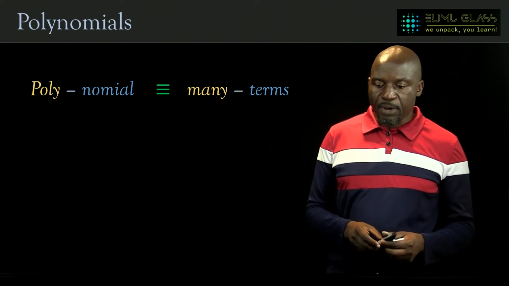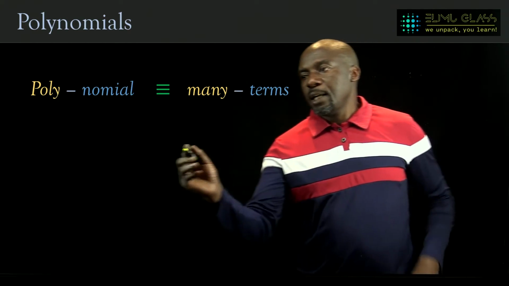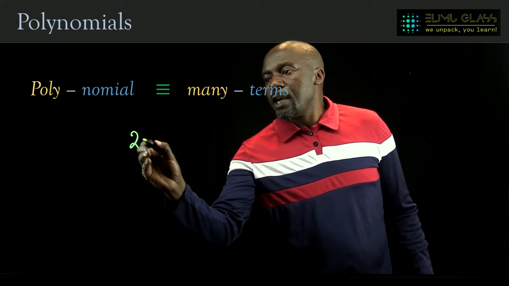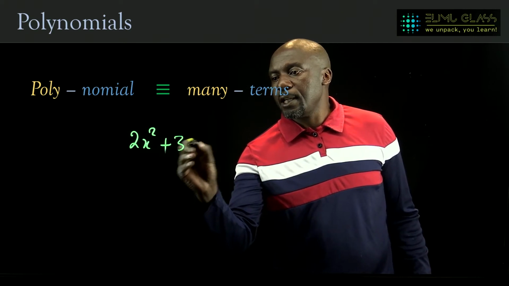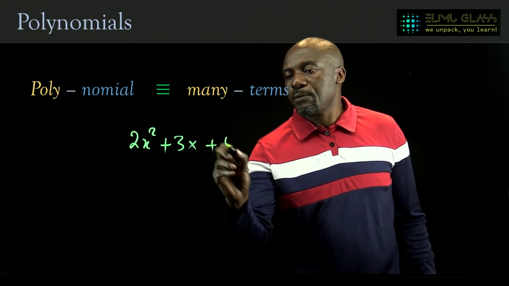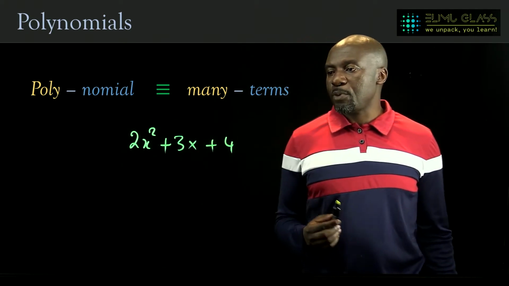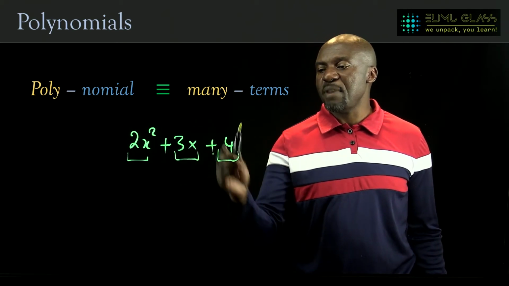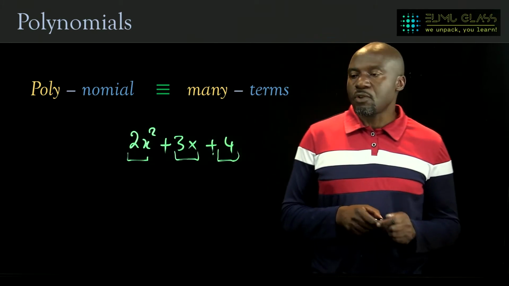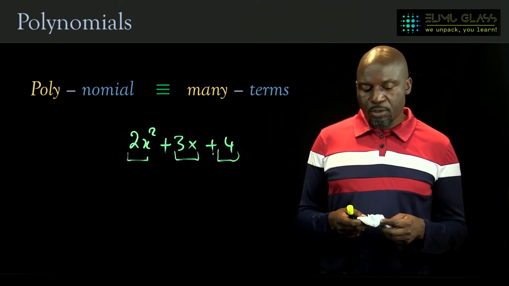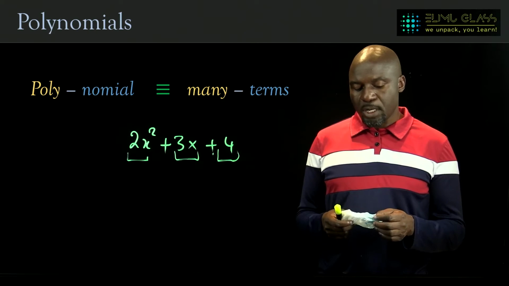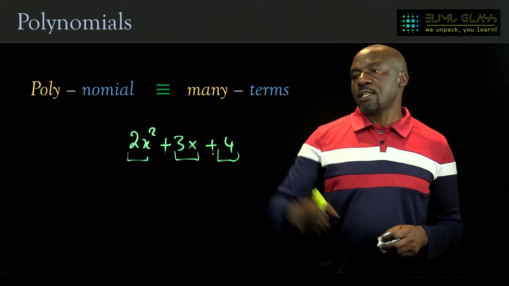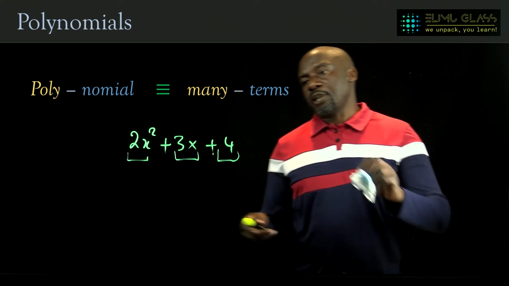Okay, for example, if I write 2x squared plus 3x plus 4, this is a polynomial expression because it has got many terms. In this case, the many are 3 terms. So an expression that has got many terms such as this one is called a polynomial expression. In fact, this is a quadratic polynomial expression.